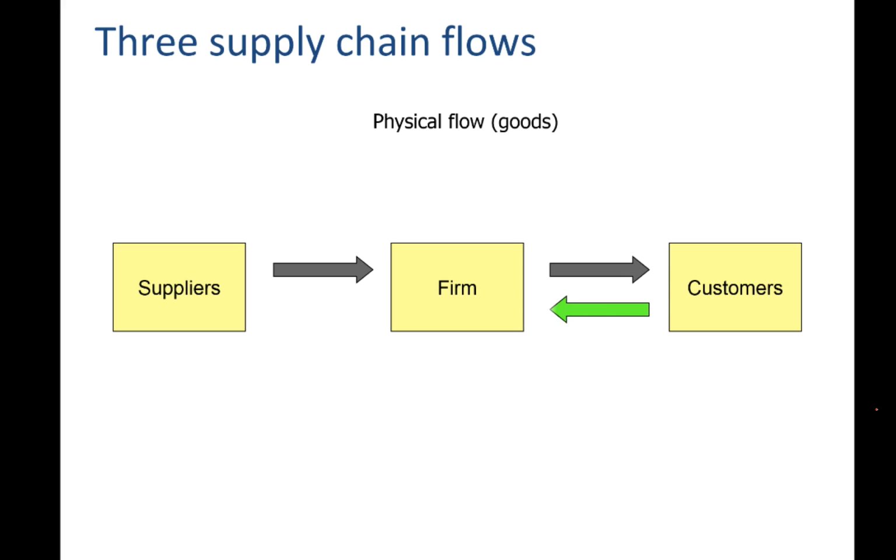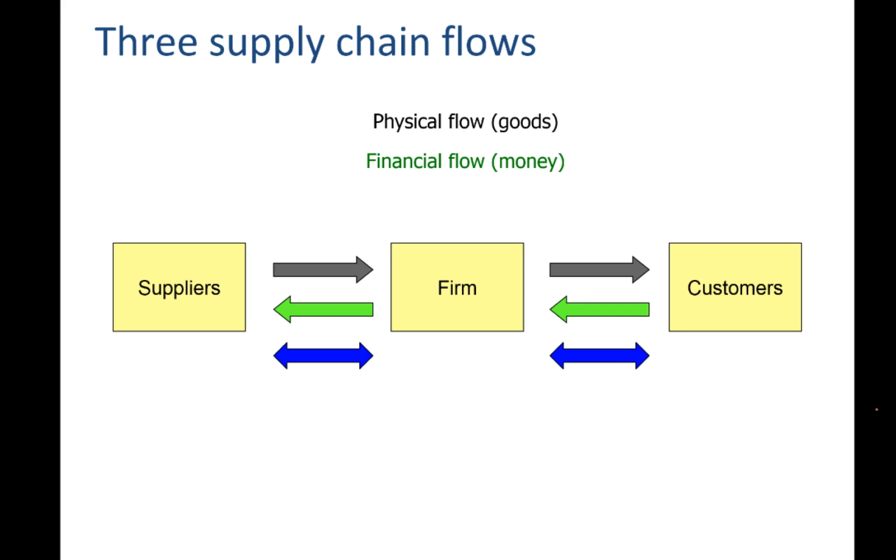In return, our customers pay us for those finished goods, and then we pay the suppliers in the form of money for the goods that they send us. To enable those physical and financial flows to happen, we also have information flows or data to communicate across the supply chain. So we've seen this before.